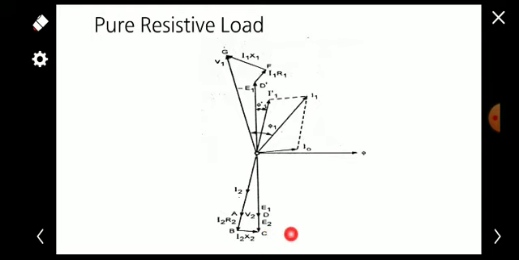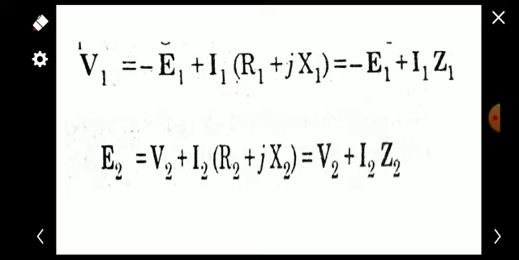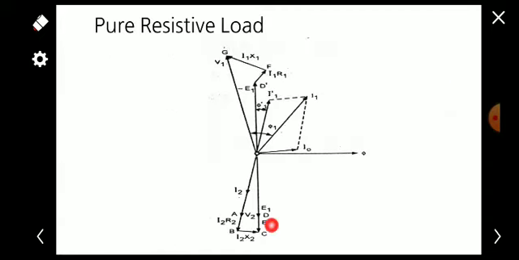The induced EMF E2 will be in phase with E1, but we cannot draw E2 yet, because E2 is equal to V2 plus I2 R2 plus J into I2 X2. By incorporating all these terms only, we can draw this E2. In the case of an ideal transformer, we could simply draw E2 here, but here we can't.